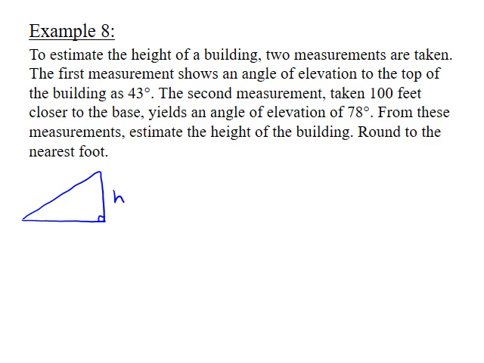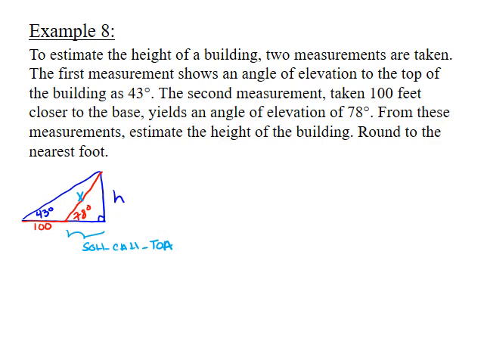We have two different measurements. First, we have the angle of elevation here. But then there's a second measurement that is taken 100 feet closer to the base, which means this distance here is 100, and this angle measure is 78 degrees. And we want to estimate the height of the building. Well, what I can do is find, I'm going to call this X. If I find X, then I can use SOHCAHTOA to solve the right triangle.